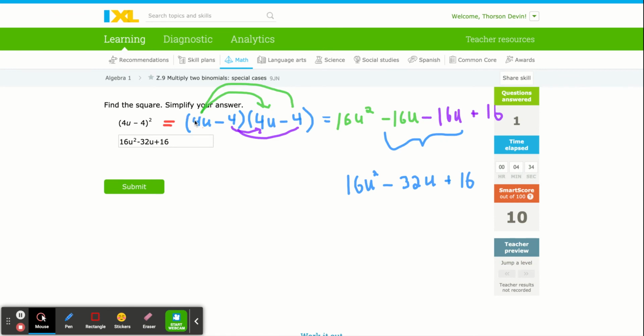You have to FOIL. First times first is the 16u squared. First times last is then minus 16u. Last times first is a minus 16u. Last times last is a plus 16. Negative times a negative is positive 16. The two middle terms combine, giving you a negative 32u. And so we have our first term here, these two middle terms add to that, and our last term. And that's what I typed in, 16u squared minus 32u plus 16. Too many students will just accidentally square each individually and not remember that there are middle terms.